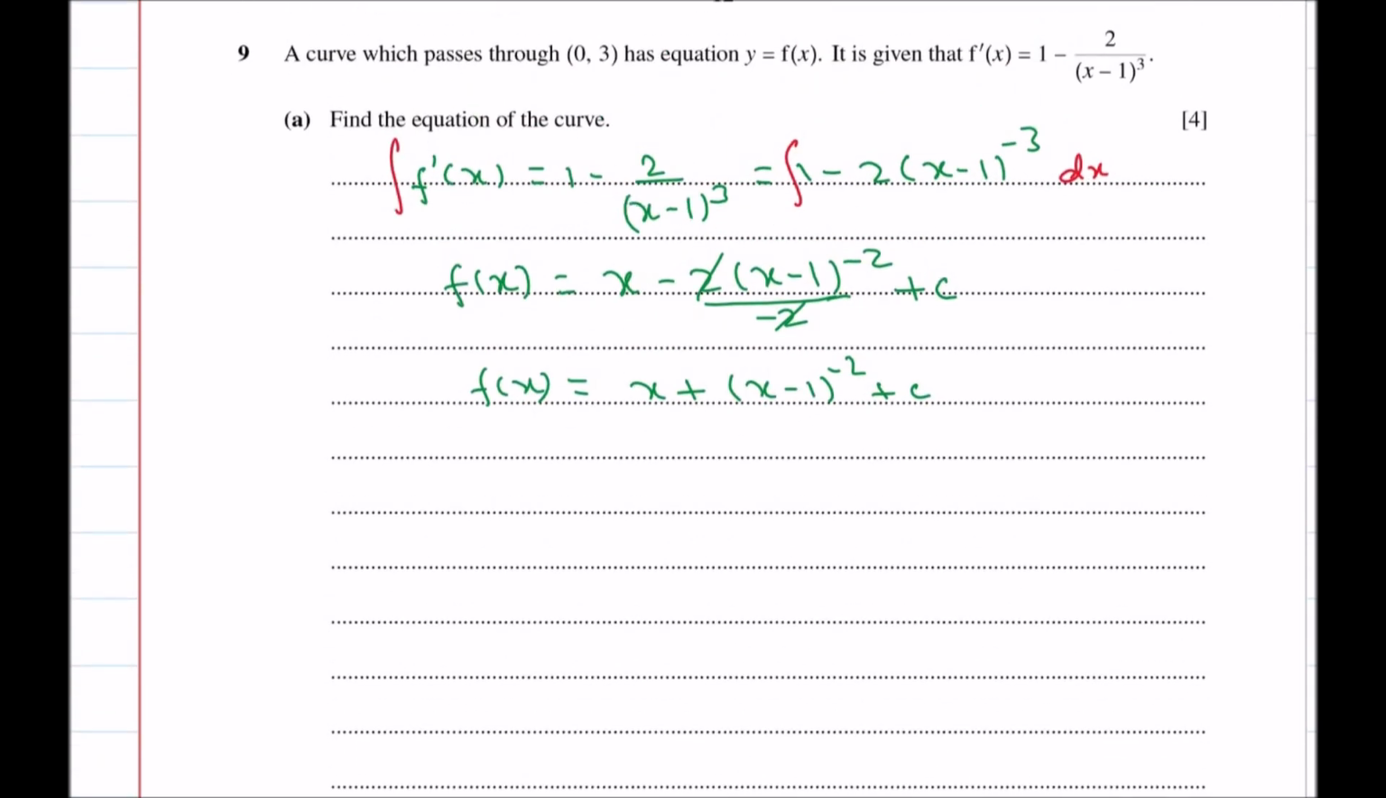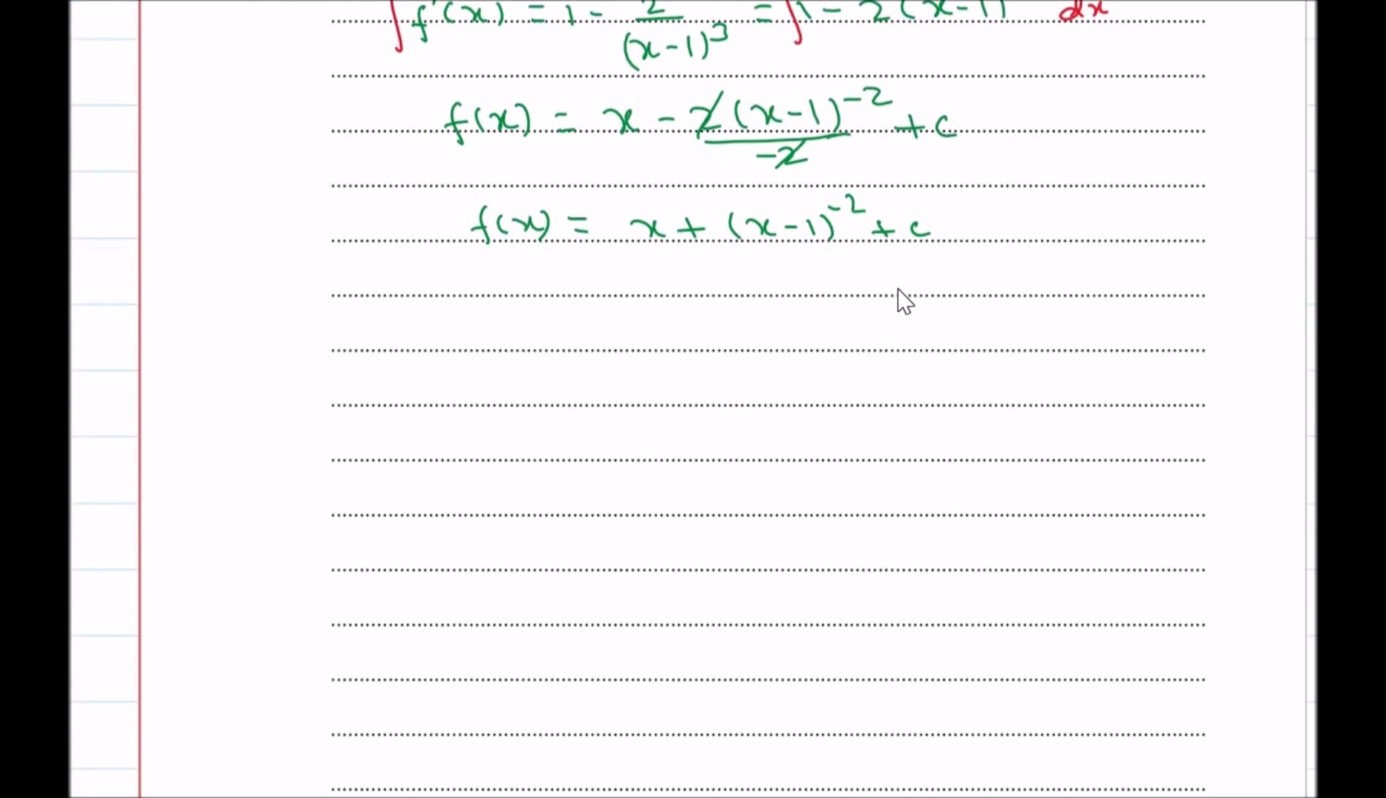Now coordinate of the point given here, it is passing through 0, 3. So let's find the value of c by substituting that point 0, 3.